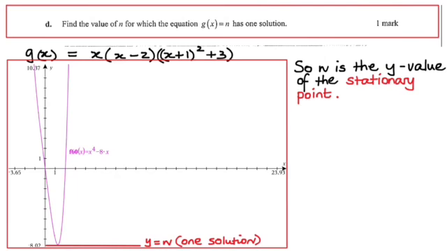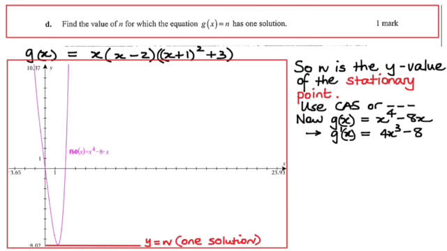So you can get the y value of the stationary point using CAS, or you can do the following. If you express g of x the other way that they expressed it at the beginning of the question, that's actually pretty easy to solve for the stationary point and therefore the value of y at that stationary point. See that? G dash of x would equal to that.